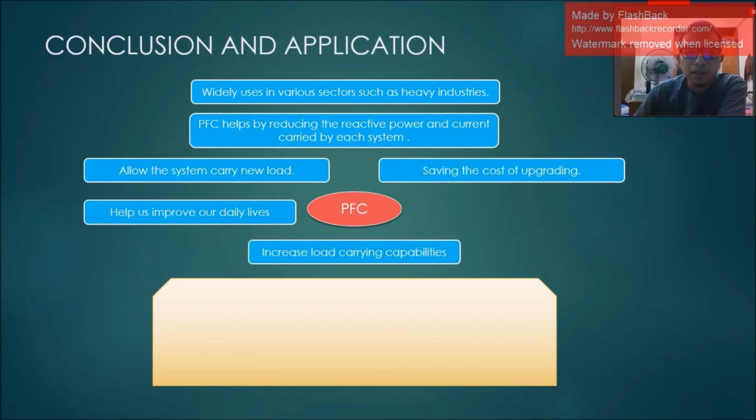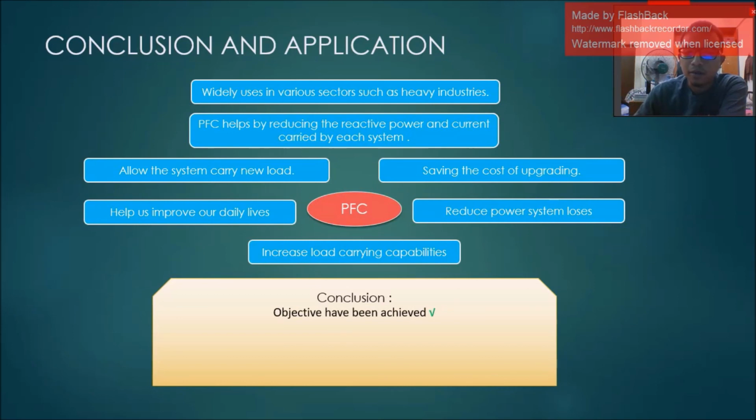PFC helps improve our daily life, increases our load carrying capabilities, and reduces power system loss. We aim for 1.0, but we still can get 0.9, which is good enough. So the conclusion is we have achieved our objective. We have analyzed the circuit using the AC analysis method. We have also calculated the voltage, current, impedance and power for this system. We also applied the power factor correction and ran the simulation.